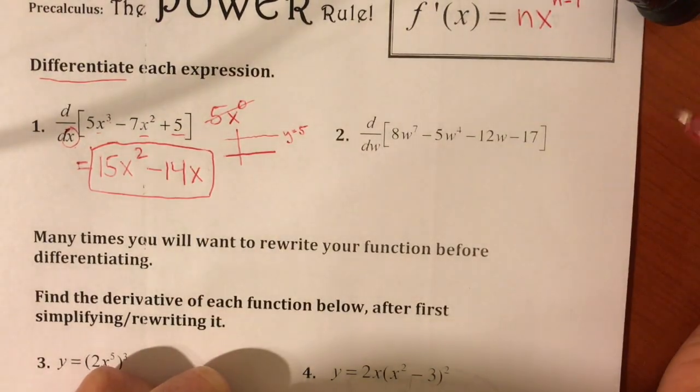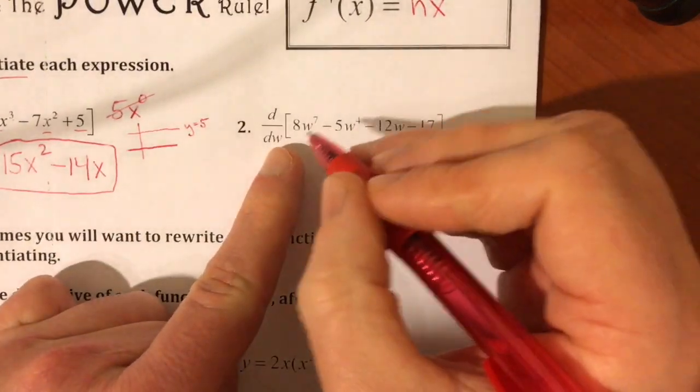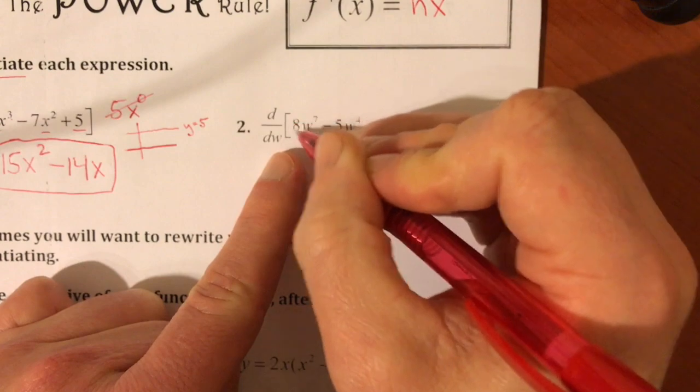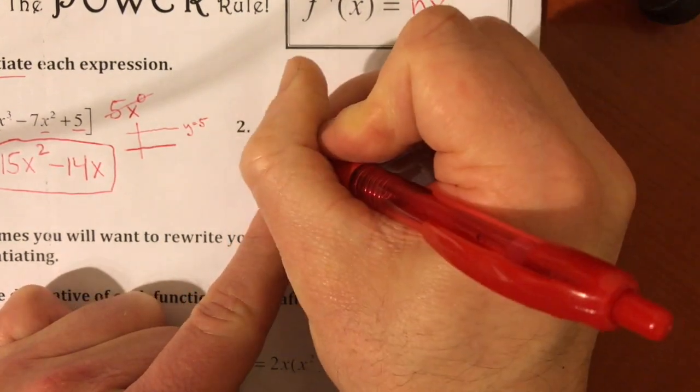Boom, there's your answer. Okay, so notice this is all in terms of w, and we're saying find the derivative of all of this with respect to w.